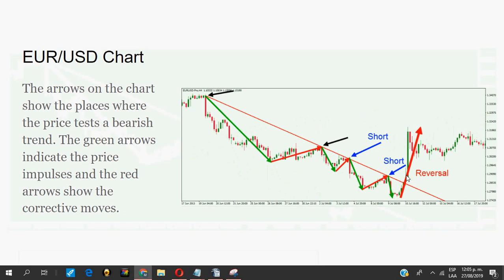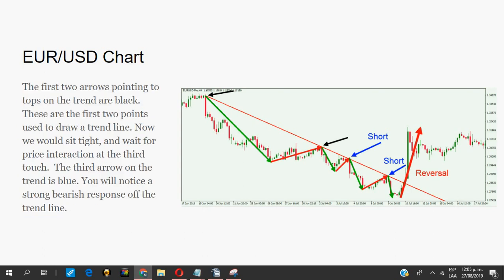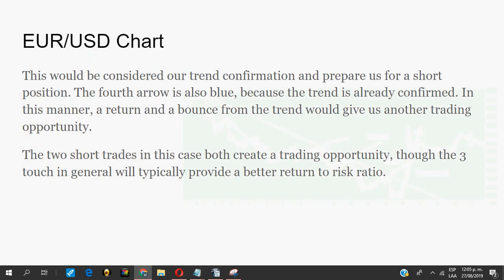In this chart, the green arrows indicate the price impulses and the red arrows show the corrective move. These are the first 2 points used to draw a trend line. Now we will sit tight and wait for price interaction at the third touch. The third arrow on the trend is blue. You will notice a strong bearish response of the trend line. This will be considered our trend confirmation and prepare us for a short position.